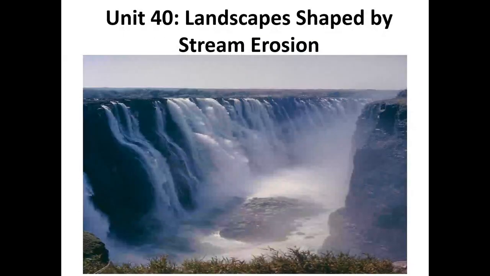So, landscape shaped by stream erosion. This here is Victoria Falls on the Zambezi River, which is on the border of Zambia and Zimbabwe. It's 350 feet tall. It's 5,604 feet long, so it's over a mile long.